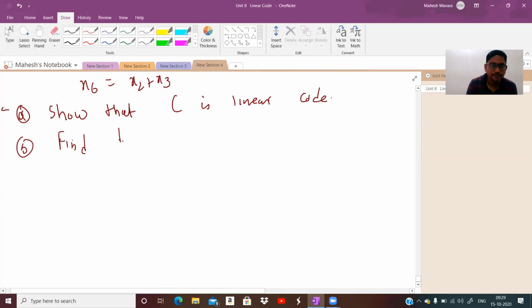Find dimension and length of C. If possible, you can find distance of it. You know the results. Third, if you find generator matrix and parity check matrix, then you can find distance.